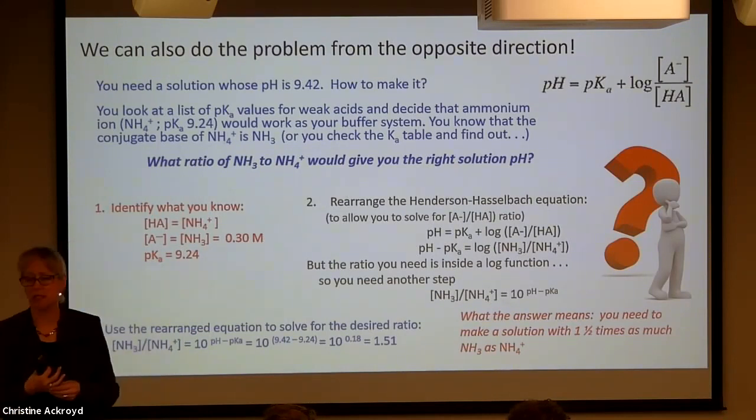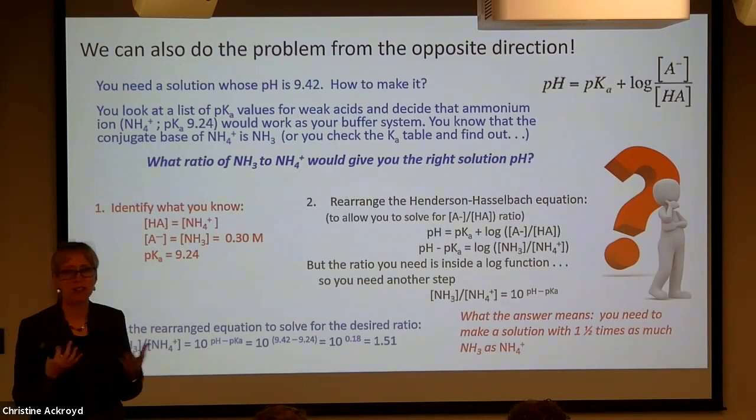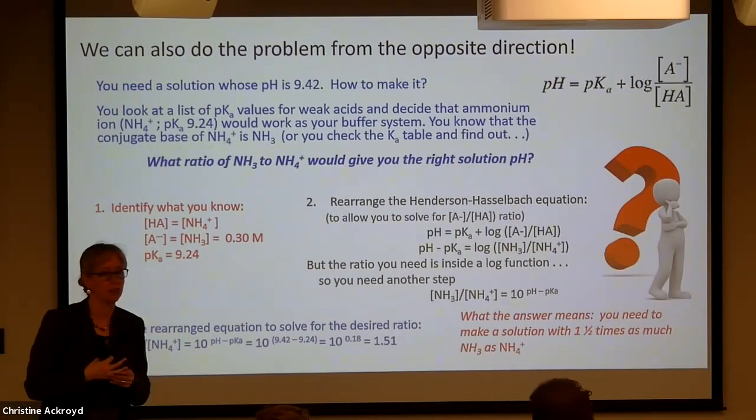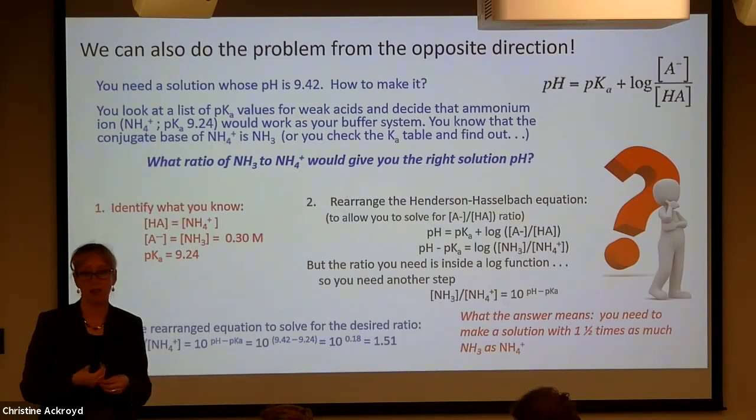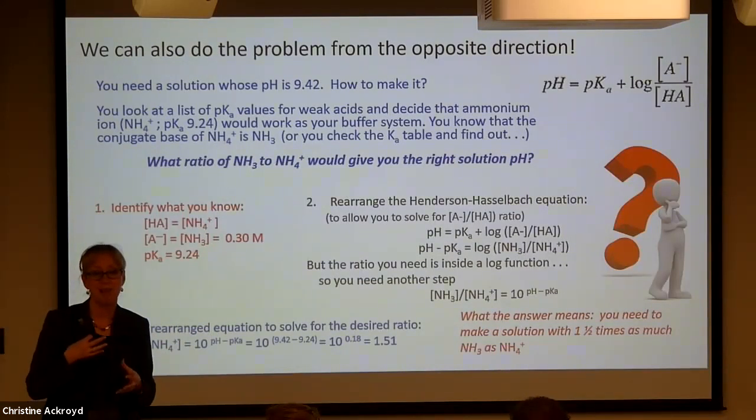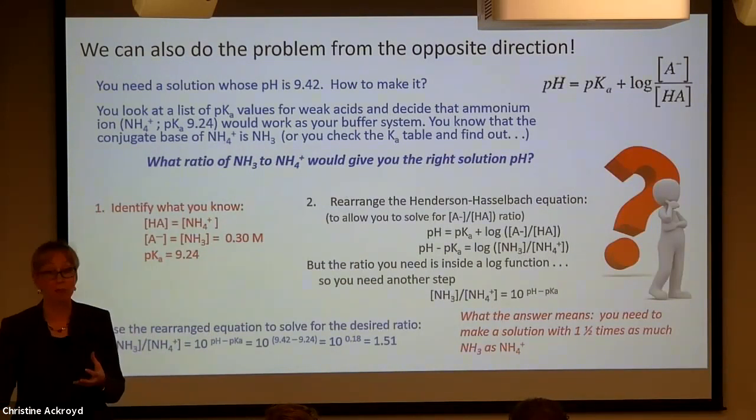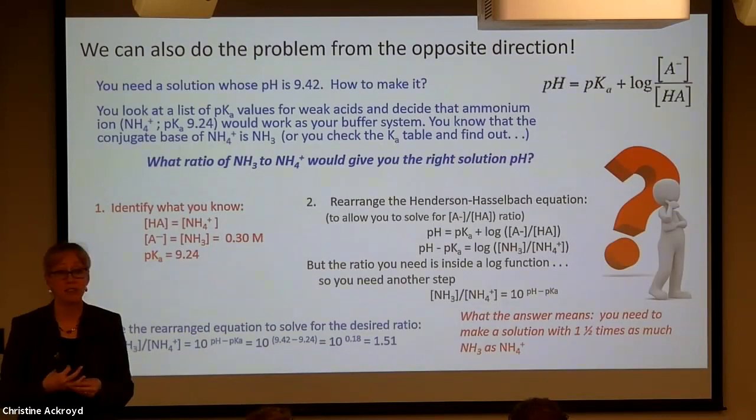Now, what kinds of concentrations do buffers typically have? What's the common buffer concentration? Are we talking like 3 molar? What are we talking? They're usually millimolar. So typically 10 millimolar, 50 millimolar, 100 millimolar, relatively dilute.